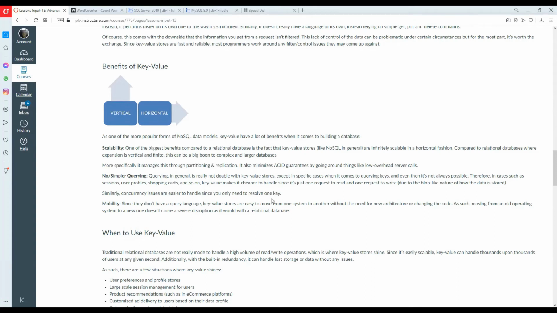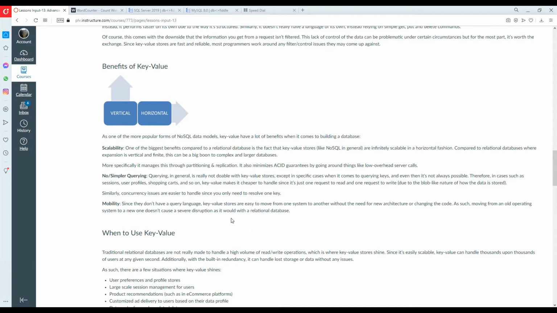Therefore, in such cases as sessions, profiles, shopping carts, and so on, key value makes it cheaper to handle since it's just one request to read and one request to write due to the blob-like nature of how the data is stored. Similarly, concurrency issues are easier to handle since you only need to resolve one key.